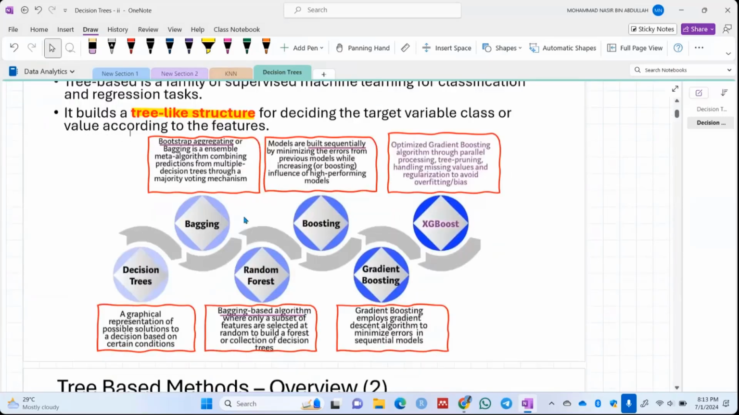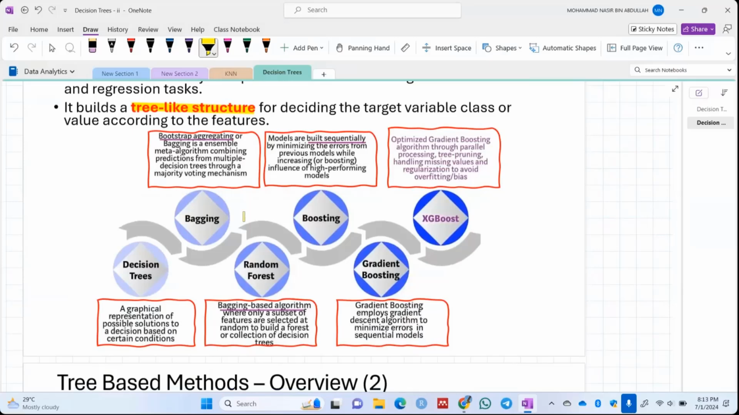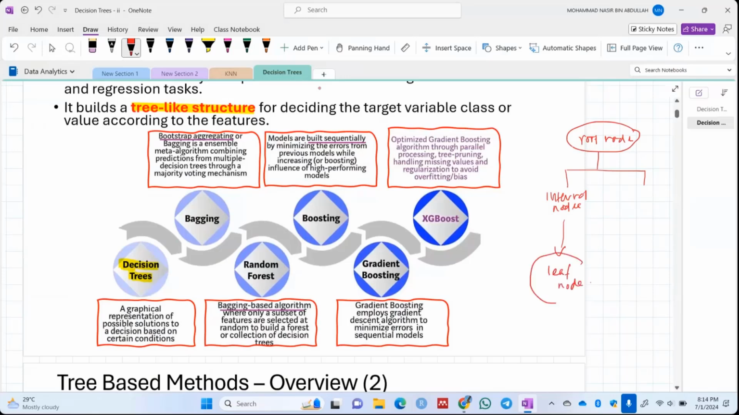Right, so there are many types of decision trees. So this is the original one, decision tree. In decision tree, it is a graphical presentation of possible solutions. It will start from the root node, right? Root node, and we're going to split the root node into two parts we call internal nodes, right? And we're going to end at the leaf node. Right? The end product will be the leaf node, right?